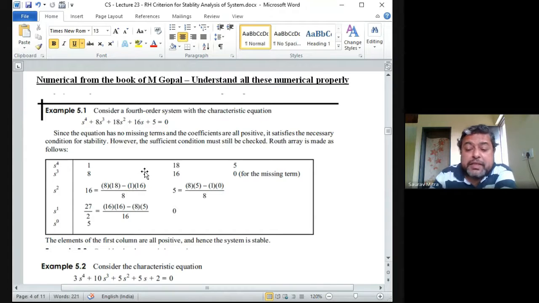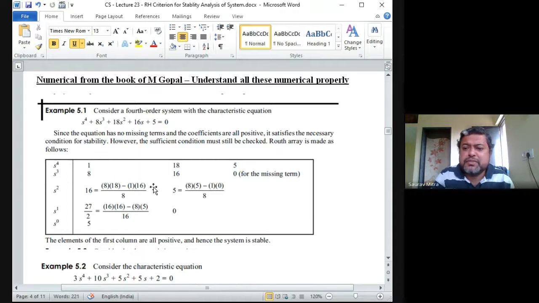And I'll tell you, in the exam an s raised to 7 equation may also be asked. That means the top polynomial will have s raised to 7, s raised to 5, s raised to 3, s raised to 1. And the bottom will have s raised to 6, s raised to 4, s raised to 2 and s raised to 0. So almost 7 to 8 elements will come in the first two rows. Those are very big numericals. They are also asked in the exam. Be prepared.